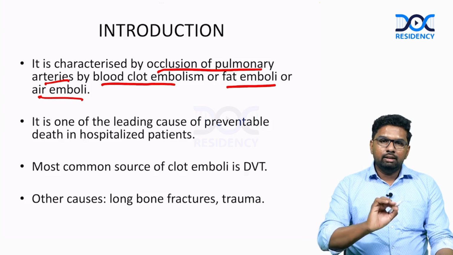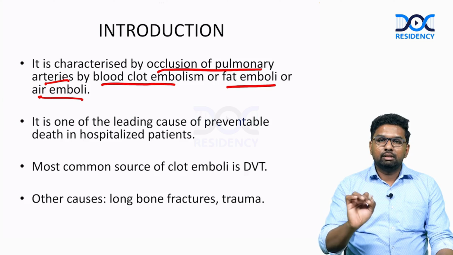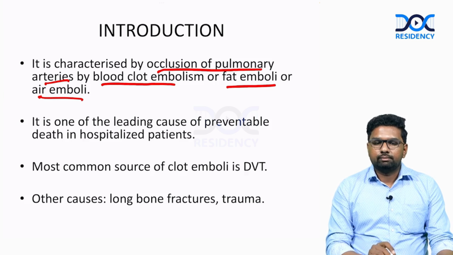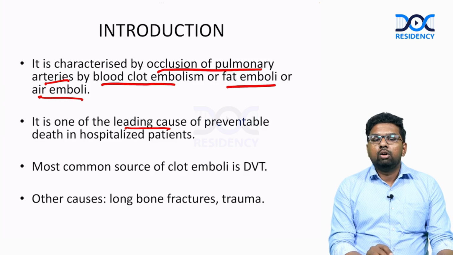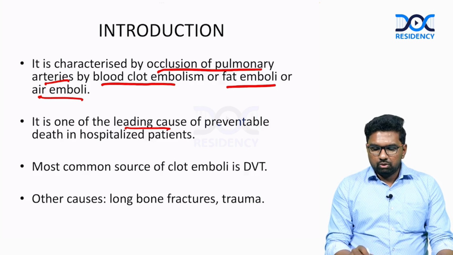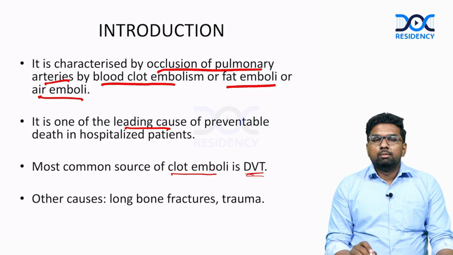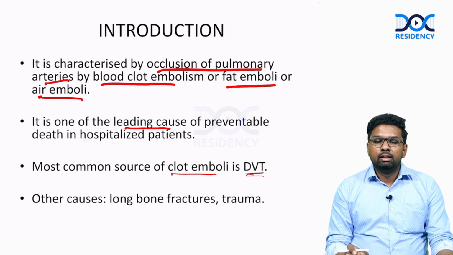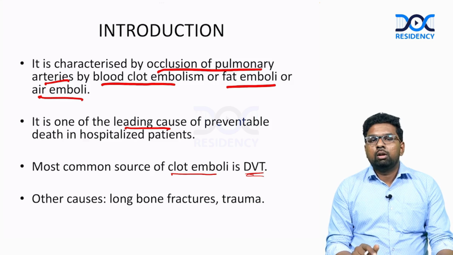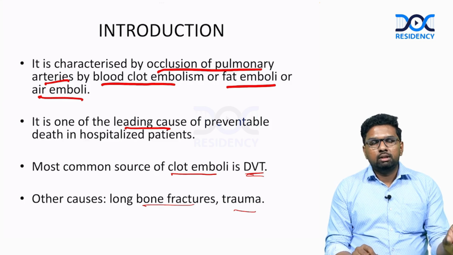It is one of the leading causes of preventable death in hospitalized patients. The most common source of the clot emboli is DVT, and of course other causes like long bone fracture, like femur fracture and trauma, can also cause emboli into the pulmonary circulation.